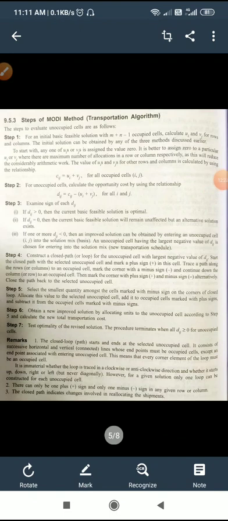After solving the transportation problem, we find the initial basic feasible solution using three methods. The first method is the northwest corner method, the second is the least cost method, and the third is Vogel's approximation. Using any one of them, we find the initial basic feasible solution of a transportation problem. Now we find the optimal solution. The optimal solution is found using the MODI method, which means modified distribution method. So step first for the modified distribution method is this.